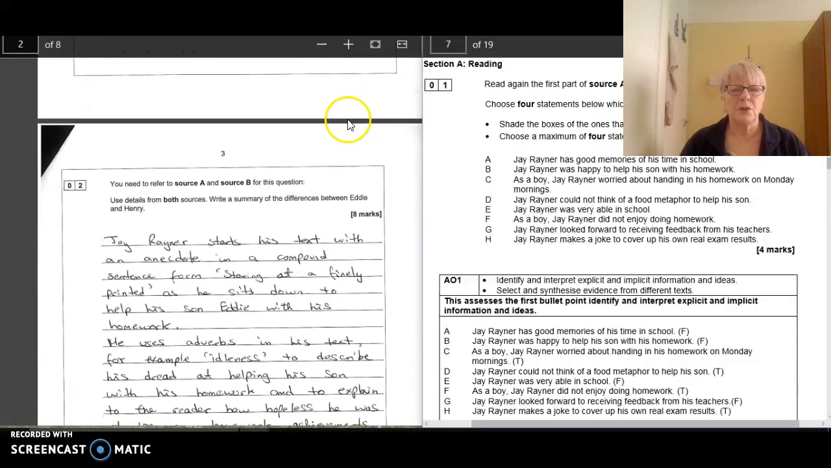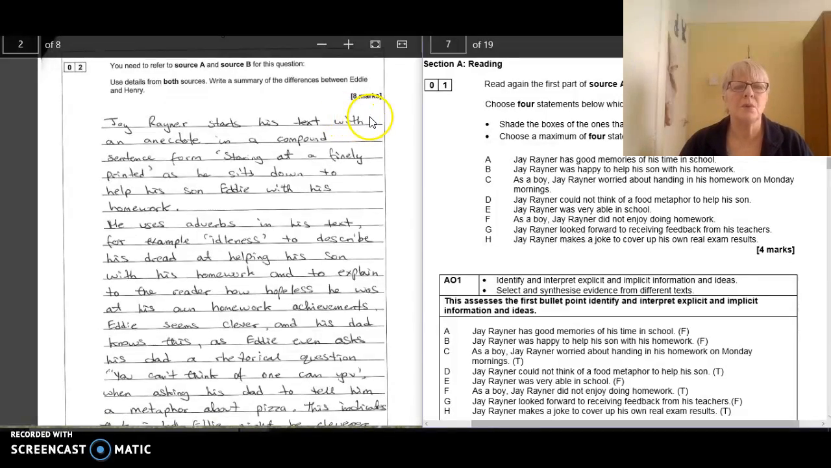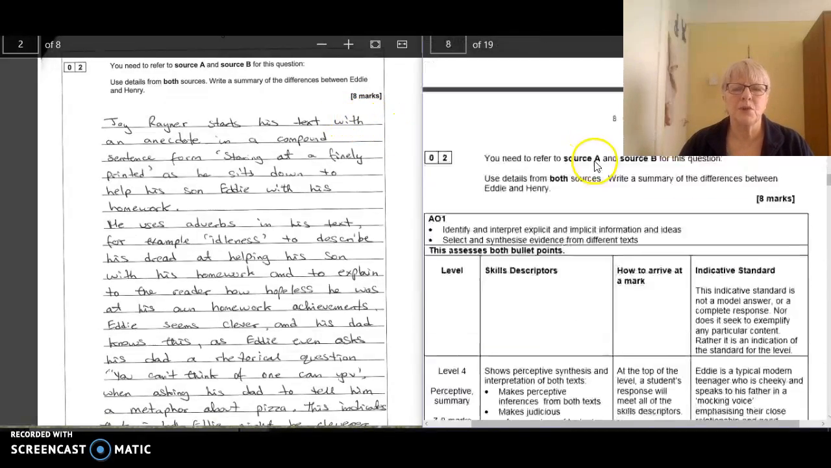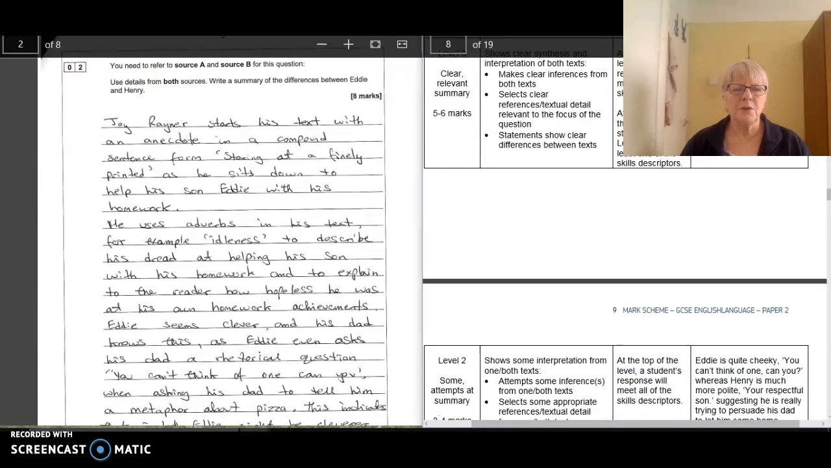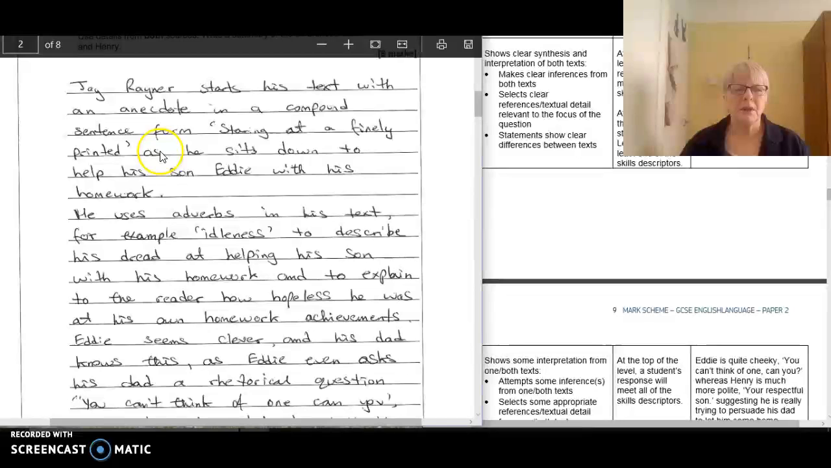So if we move on to question 2, where you've been asked to write a summary of the differences between Eddie and Henry. I think you've got a little bit confused with this question because you've included a lot of analysis of the language used, and this is the one question where you don't need to do that. You're only comparing Eddie and Henry.